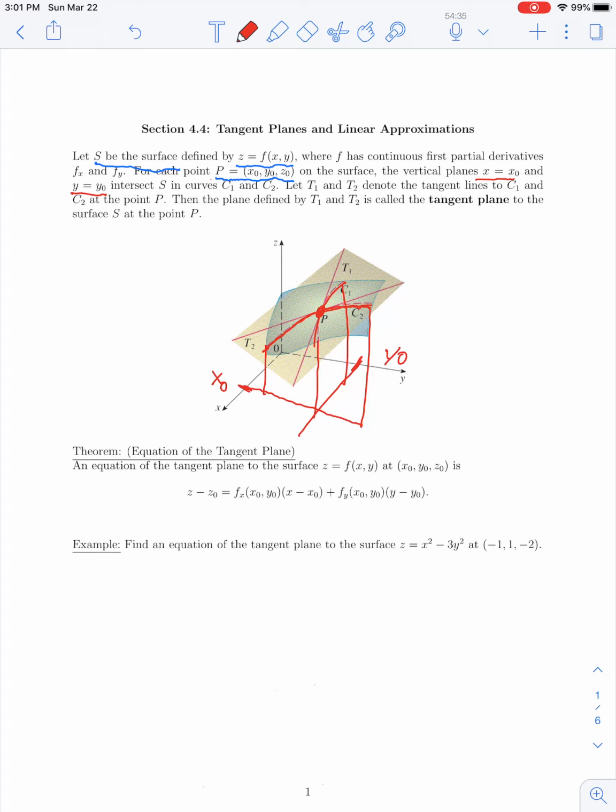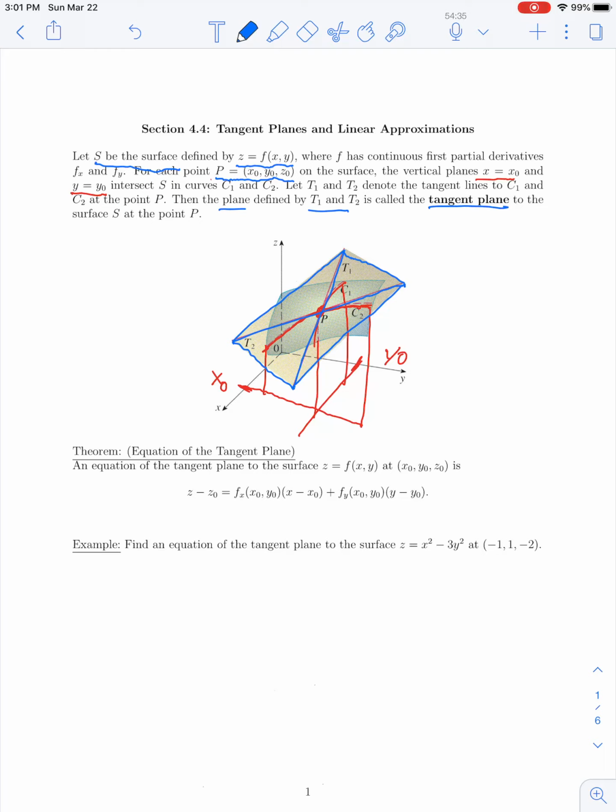Now we had seen that the partial derivatives of the function f evaluated at x naught, y naught, give us the slopes of these tangent lines T1 and T2 to our curves C1 and C2 at the point P. And we see that these two tangent lines define a plane, and this plane is what we define as the tangent plane to our surface. So our definition of the tangent plane is this plane defined by the tangent lines T1 and T2.